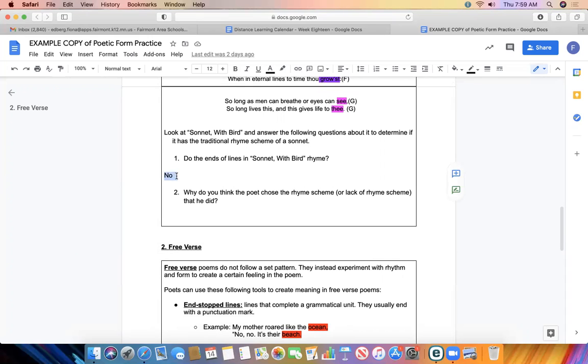There is no rhyme going on in this poem. That is not something that the poet decided to do. I did ask you why you thought the poet chose to do that. And this one I'm ultimately leaving up to you. This is up to your interpretation because we can't know for sure.